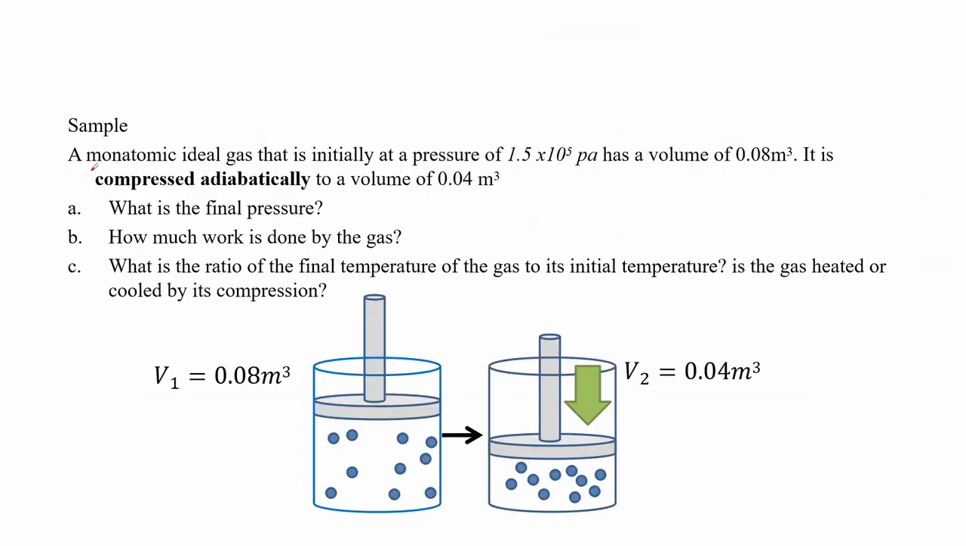Here we have an example. A monatomic ideal gas that is initially at a pressure of 1.5 times 10 to the power of 5 Pascals has a volume of 0.08 cubic meters. It is compressed adiabatically to a volume of 0.04 cubic meters. What is the final pressure? How much work is done by the gas? What is the ratio of the final temperature of the gas to its initial temperature? And is the gas heated or cooled by its compression? Shown here is the reduction of volume by the pump as it presses the particles closer.